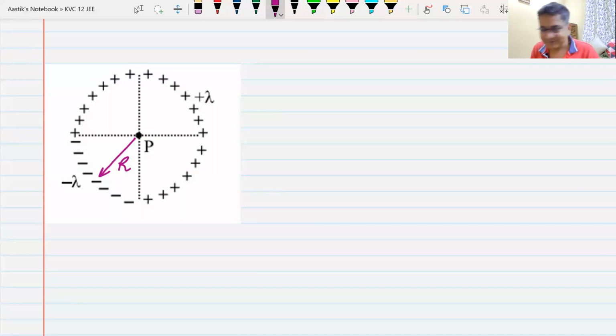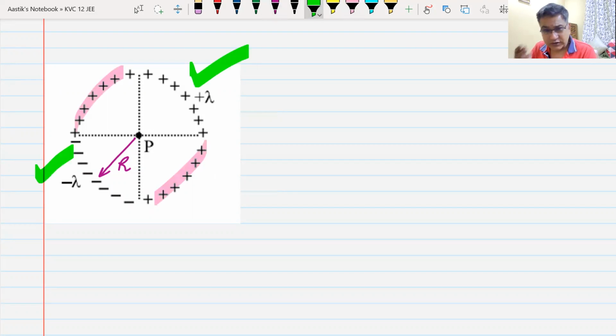How did you get it? Electric field due to arc. Yes, so basically what you got to see here is this one and this one are going to cancel each other out. Yes or no? This one and this one are actually going to add. So you just have to multiply it by 2. You just put the formula for electric field due to a circular arc and you get your answer.